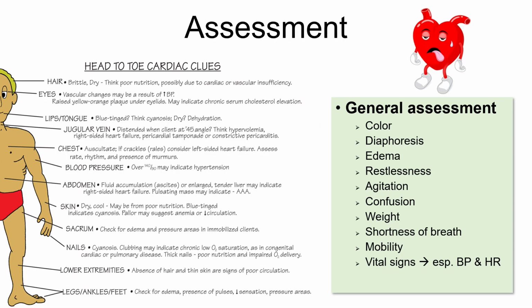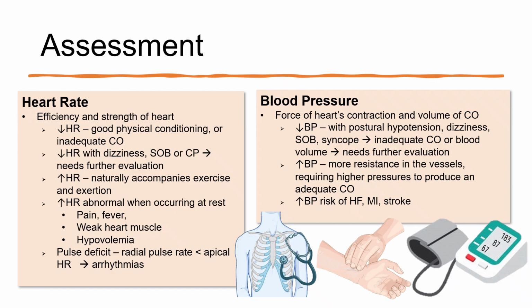This picture here is a nice little recap of your cardiovascular assessment. So our general assessment for the cardiovascular system is going to include a good neurovascular assessment because we're talking about vessels coming from the heart. This is going to include color and temperature, so is it pale, is it flushed, is it warm, is it cool? Diaphoresis, so sweating, edema, restlessness, agitation, confusion, that can be related to oxygen status, weight, fluid status, shortness of breath, mobility, and of course we're going to assess our vital signs, especially our blood pressure and heart rate. So blood pressure and heart rate, what is the significance of that when we're talking about the cardiovascular system?